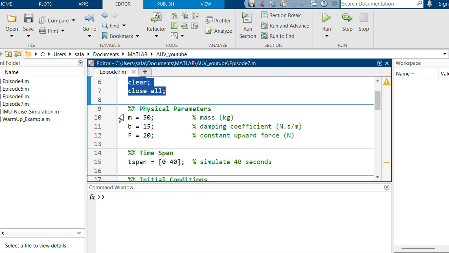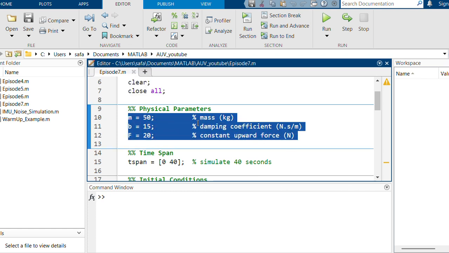Here we define several physical parameters. The mass, m, the mass of the vehicle, is 50 kilograms. The parameter b represents a damping coefficient. Physically, damping models the resistance that opposes motion. And finally, F represents a constant external force acting on the vehicle.